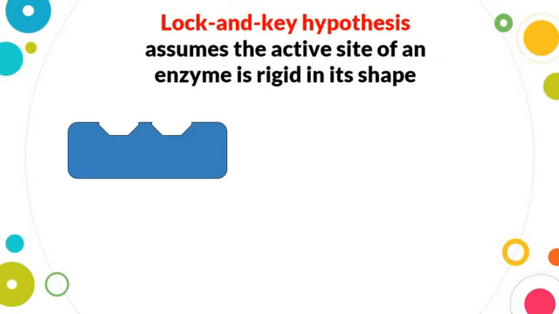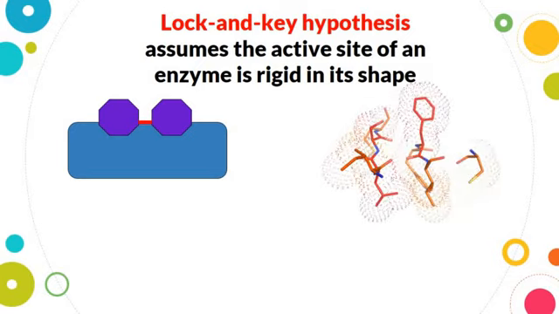The first model of enzyme action is the lock and key hypothesis, and this assumes that the active site of an enzyme is rigid and it doesn't change in shape. So if you have a look at the way that the substrate enters the enzyme, they look like they're a perfect fit. So this tends not to be the case in reality.